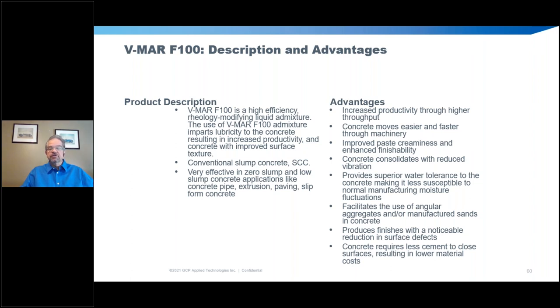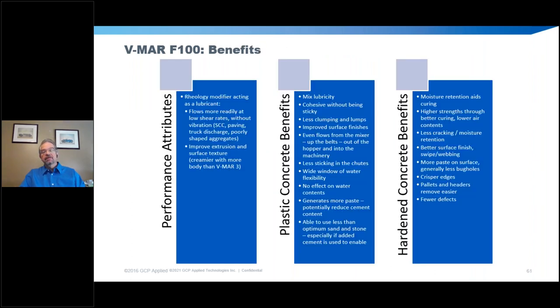But the big thing too is it reduces the noticeable surface defects, okay? It seems to require less cement to close those surfaces, and this lowers material cost, okay? So you can go through some of these performance attributes. But basically, it's a rheology modifier acting like a lubricant, okay? So it flows more readily without vibration, and it improves extrusion and the surface texture.